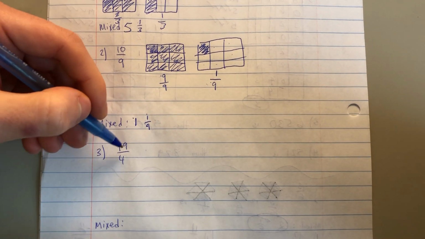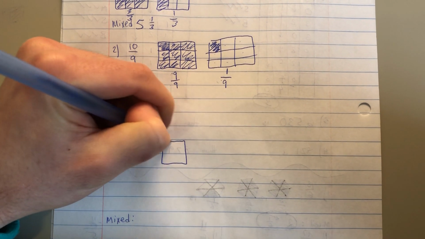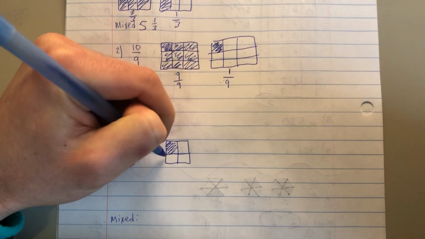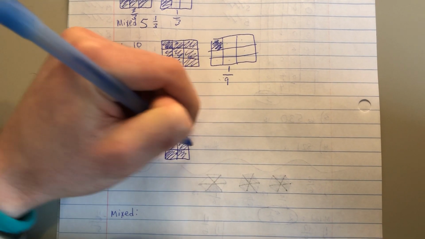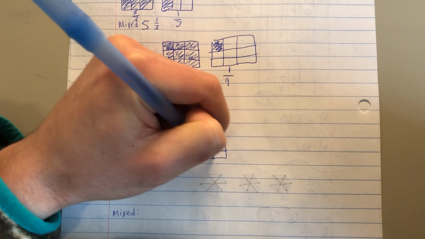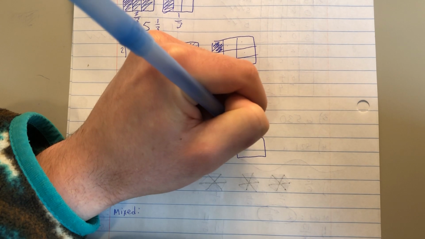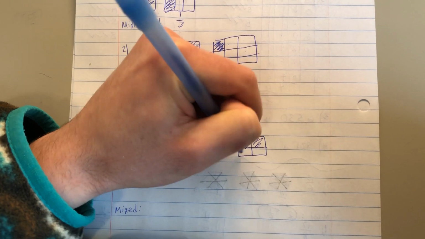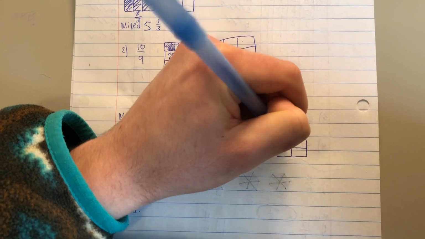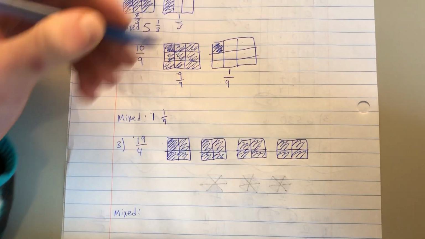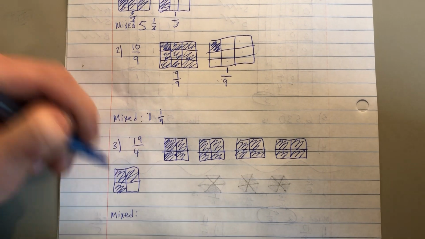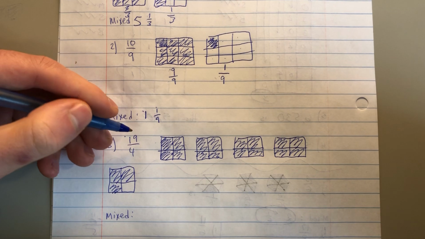Looking at our last problem, 19/4, I'm gonna now make some boxes that have 4 equal parts. I'm gonna start shading 1 until I get to 19. 1, 2, 3, 4. I'm gonna make another box. 5, 6, 7, 8. I'm gonna make another box. 9, 10, 11, 12, 13, 14, 15, 16, 17, 18, 19, and I stop. I'm not gonna fill in this last one because I'm already at 19.